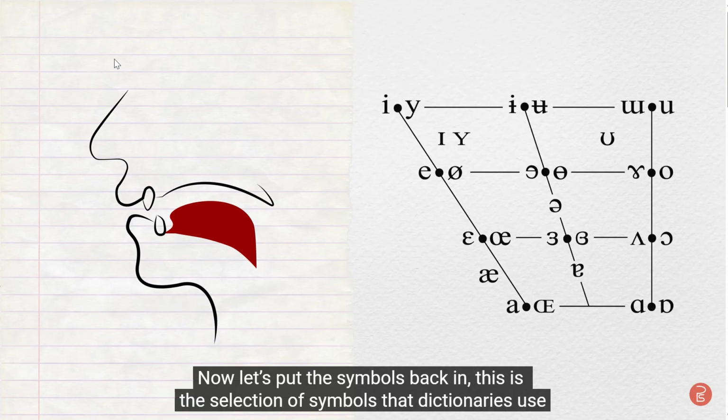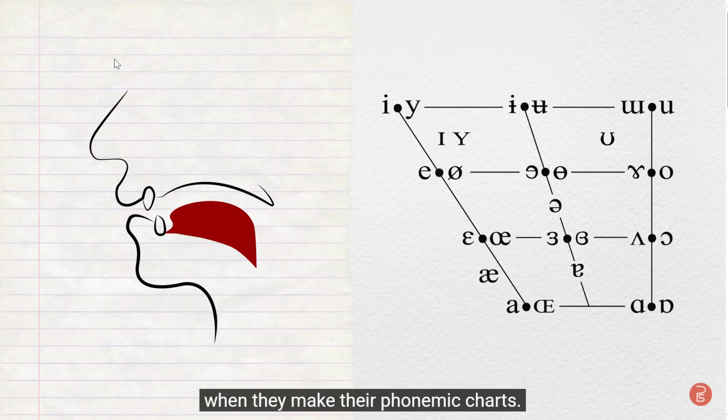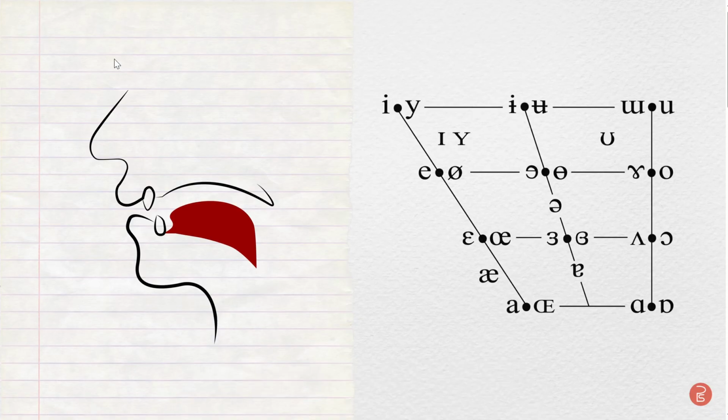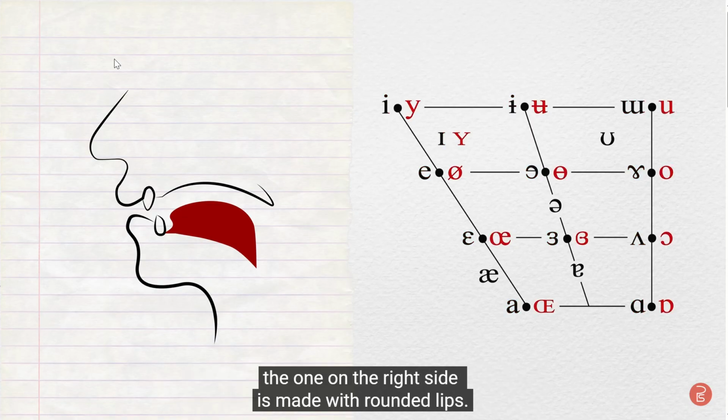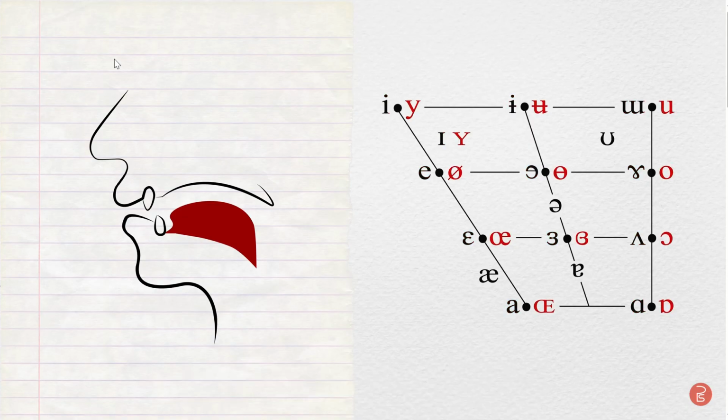This is the selection of symbols that dictionaries use when they make their phonemic charts. Each one represents a mouth position, and where you can see two symbols in one place, the one on the right side is made with rounded lips.